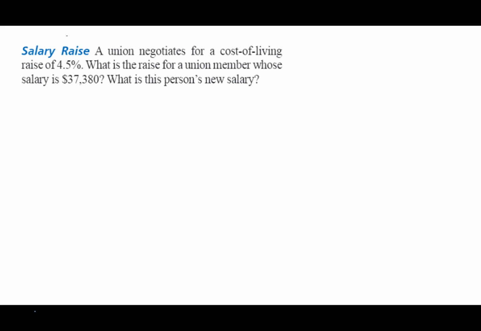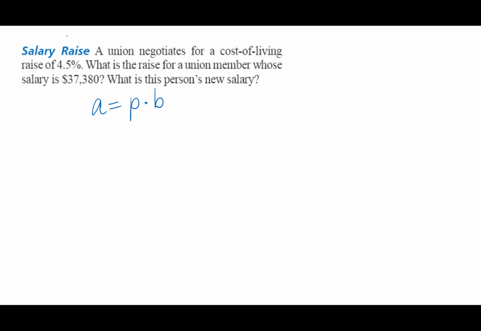It says a union negotiates for a cost of living raise of 4.5%. What is the raise for a union member whose salary is $37,380? Second question is, what is this person's new salary? So if you remember, the percent equation is A equals P times B, where A is the part and B is the whole that it's being compared to. P is the percent in a decimal form.